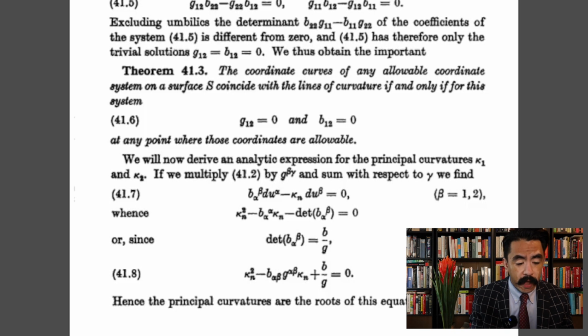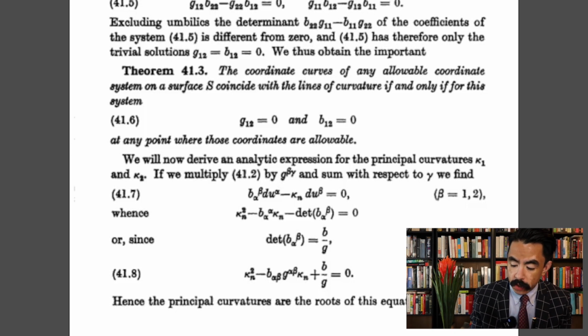The coordinate curves of any allowable coordinate system on a surface capital S coincide with the lines of curvature if and only if, for this system, g sub 1 2 equals 0 and b sub 1 2 equals 0 at any point where those coordinates are allowable. We will now derive an analytic expression for the principal curvatures kappa sub 1 and kappa sub 2.